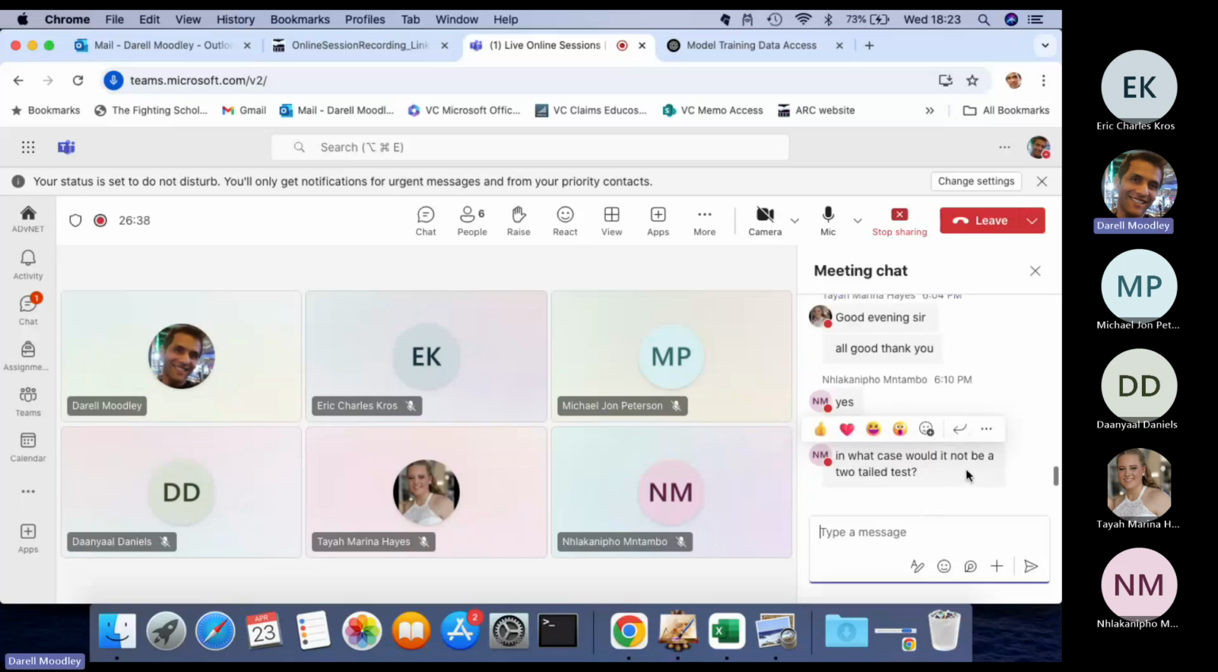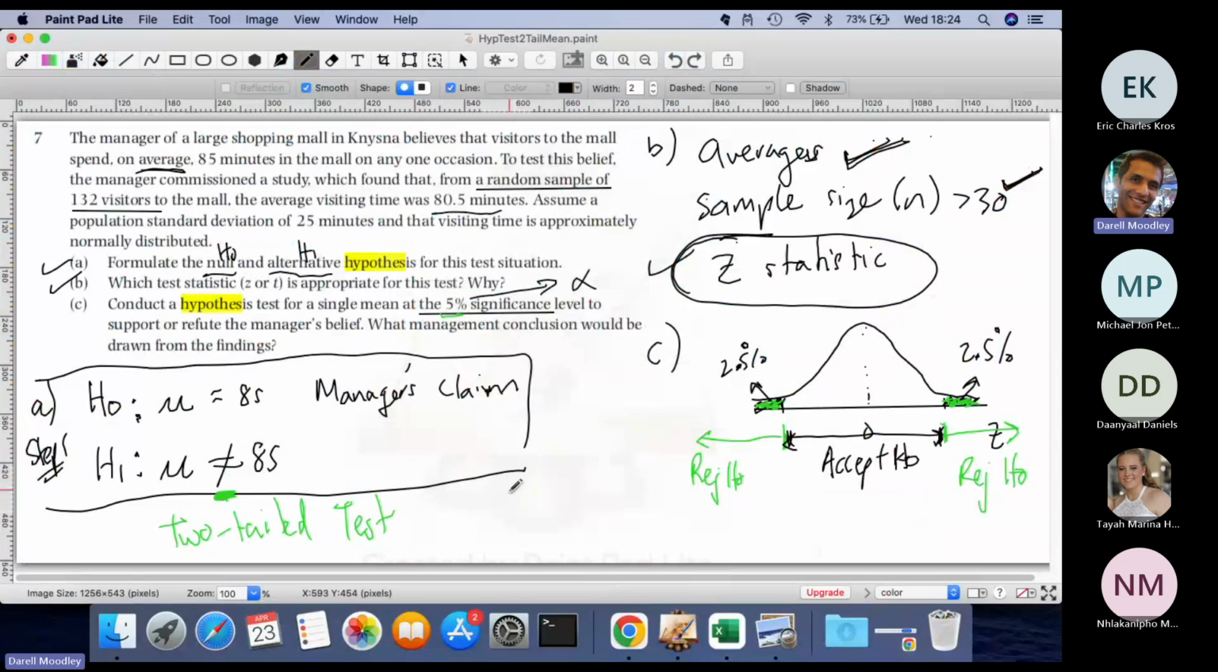In what case would it not be a two-tailed test? We're going to get to that. That's a very good question. The cases when it's not a two-tailed test, instead of having equals to and not equals to, you could have a case where it's greater than or equal to and then less than. These are inequalities. When you have inequalities like this, then it becomes a one-tailed test. But when you have strictly equals to and not equal to, then it's a two-tailed test. This example is a one-tailed test, and we're going to do that next.